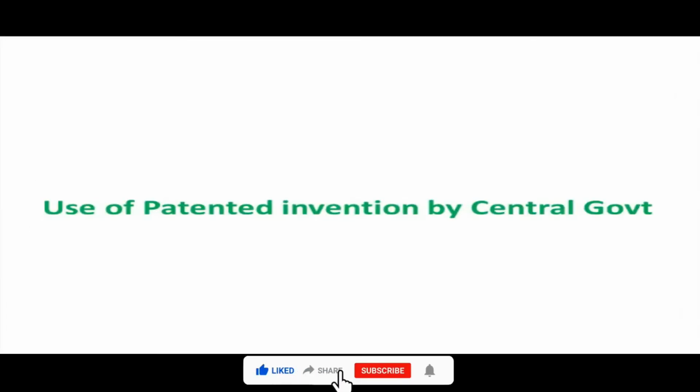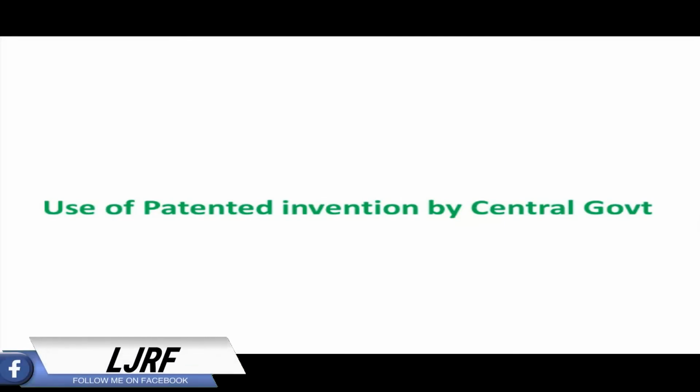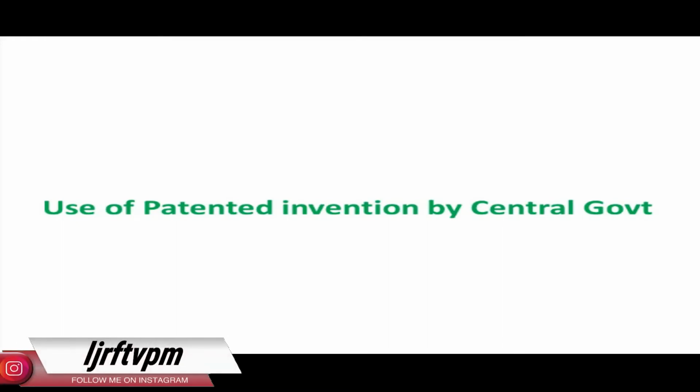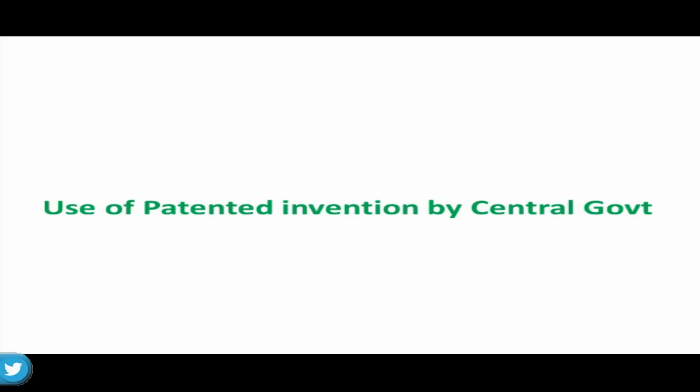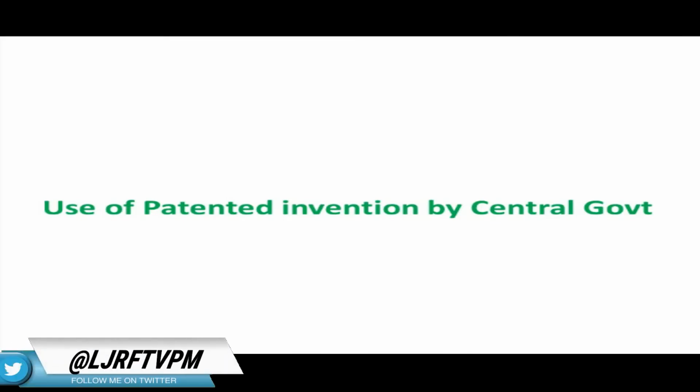And use of patented invention by the central government. Like any other property, it is possible for the central government to make use of the patented article or the patent itself. It can acquire it because it's also a property. Acquisition of property is within the power of the government, that can be done, or it can be temporarily used by the central government also. Even though the rules of patent law are applicable to the government also.